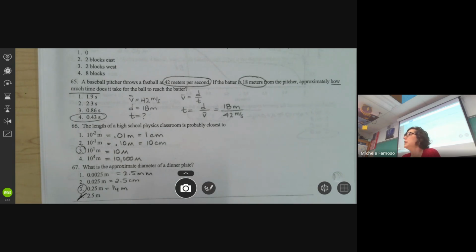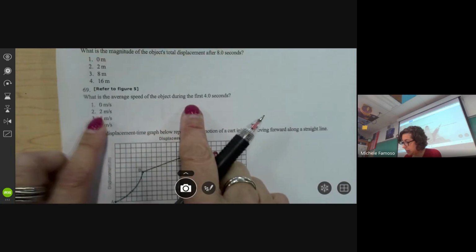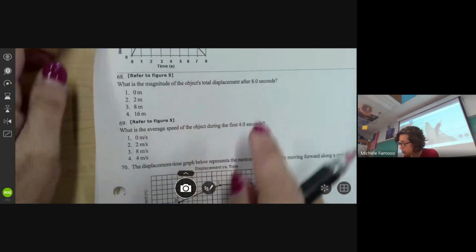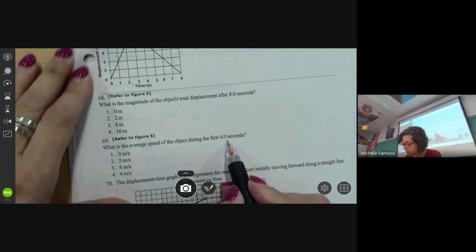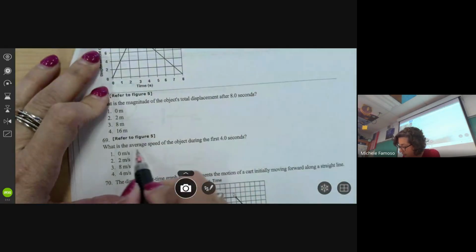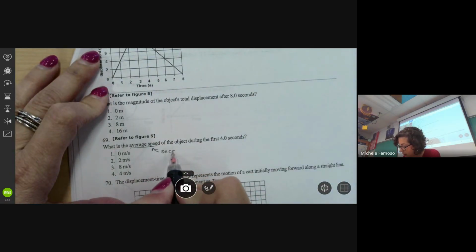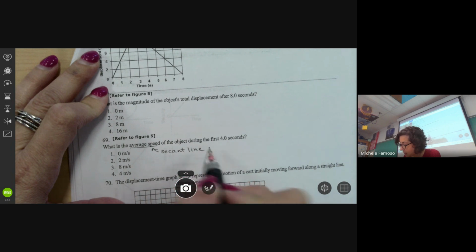Anything else through 70? Ryder? Yep. What's the average speed in figure 5, which is this one here? This is figure 5 during the first 4 seconds.